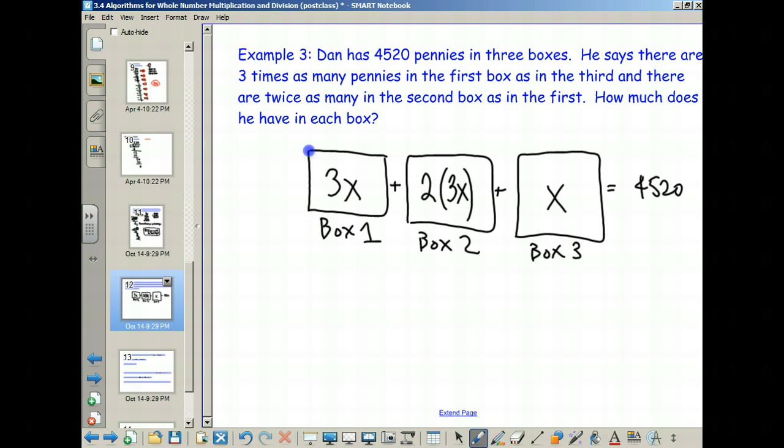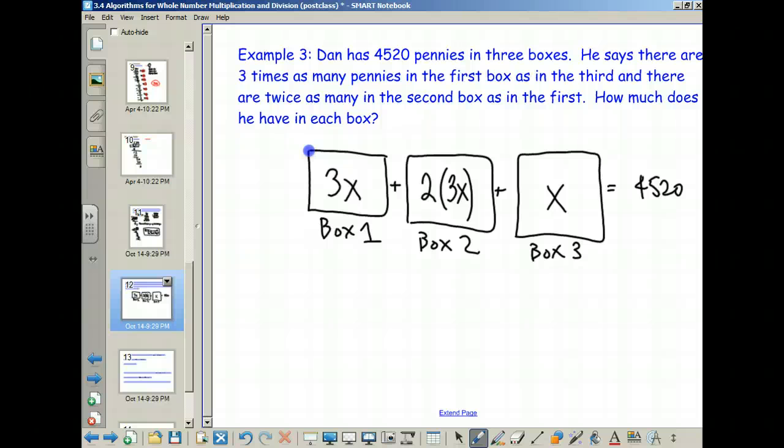So algebra. This is what you told me, right? Yeah, I wrote it down. Okay, so let's make sure it works with the description. It says there are 3 times as many pennies in the first box as the third. So if the third box has x, then box 1 has 3x. That description works. Then it says there are twice as many in the second box. So here's this 2 times something, as in the first box. And the first box had 3x. So I think that works.